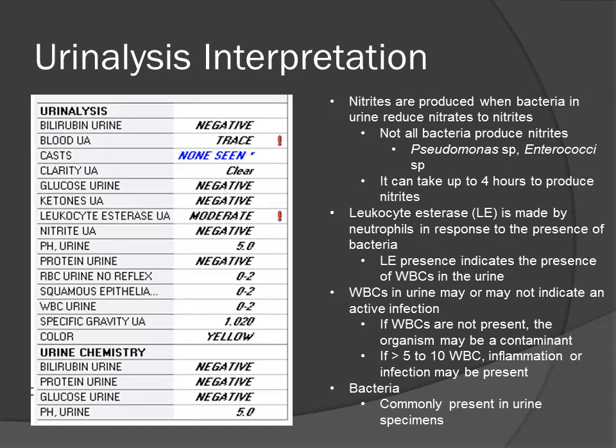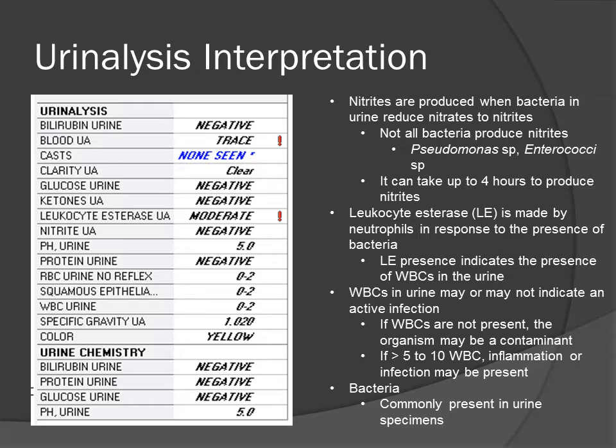Leukocyte esterase is made by neutrophils in response to the presence of bacteria. So its presence in the urine indicates white blood cells in the urine, which may or may not indicate an active infection. But if white blood cells are not present, the organism may be a contaminant. Leukocyte esterase is a pretty good determinant of whether or not a patient has a bacterial infection. A lot of times they will have different categories. Sometimes they might call it small, moderate, large. For small, it could potentially still be contamination, but for moderate or large, you know that you likely have a pretty good bacterial infection going on.